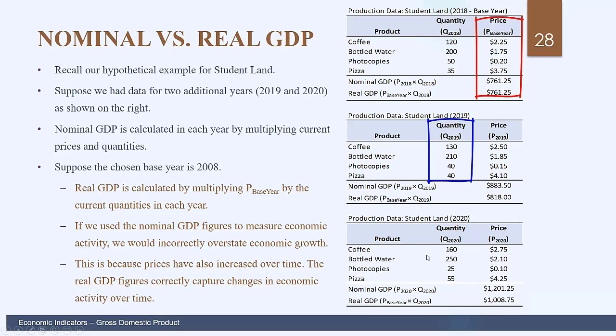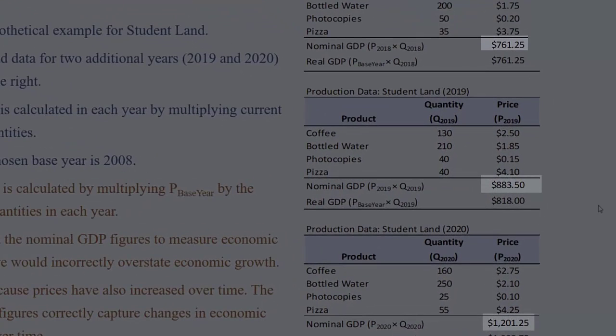For 2020, we're going to take the quantities in 2020 and multiply them by their respective prices, again, in the base year. So we're using all the time the prices in the base year. When we do that, we get the real GDP figure to be 1008.75. Clearly, if we had used the nominal GDP, these figures here, to measure economic growth, we would be incorrectly overstating the amount of growth.